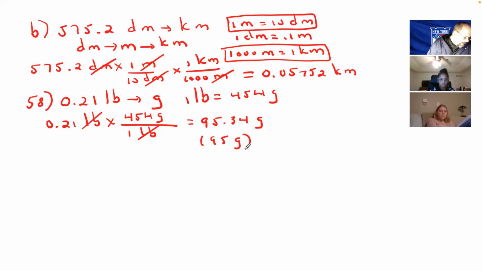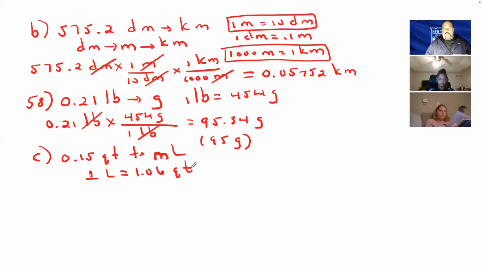All right. Let's take a look at one more. Let's take a look at letter C. 0.15 quarts to milliliters. Okay. So let's take a look at the equalities here that we would want to give you. So here's the one that I would give you. I would give you 1 liter is equal to 1.06 quarts.